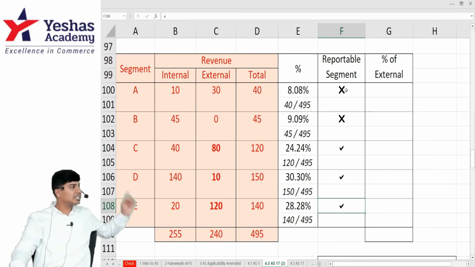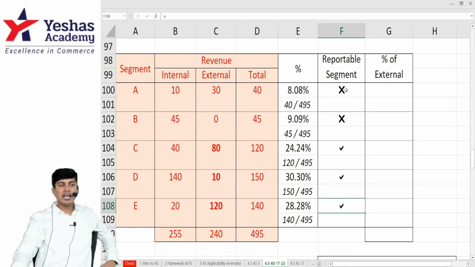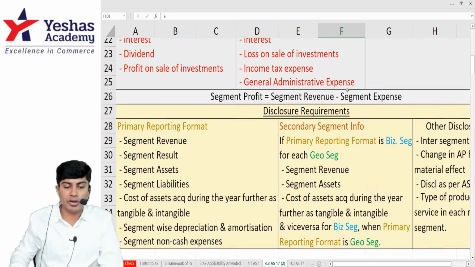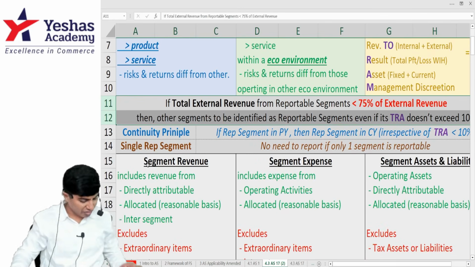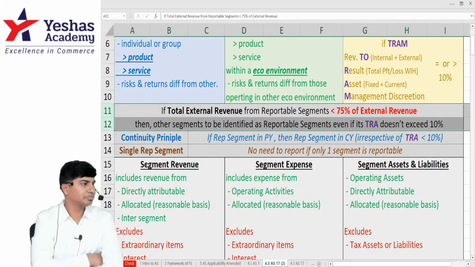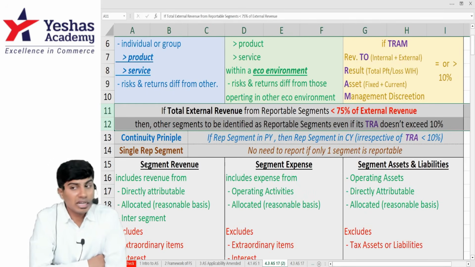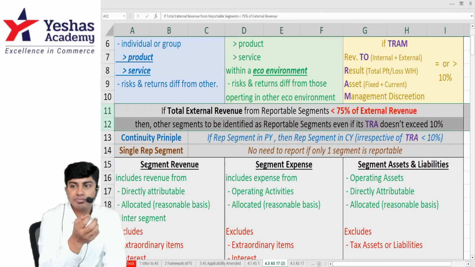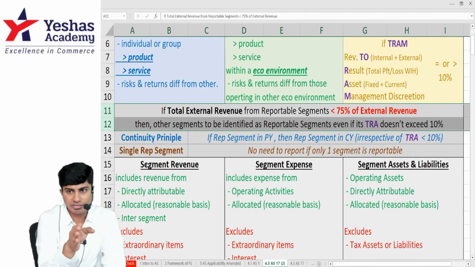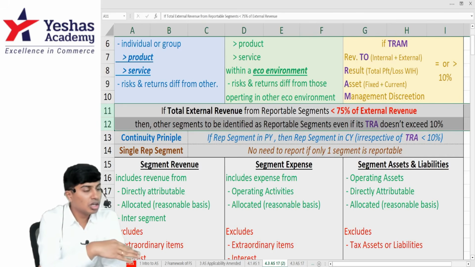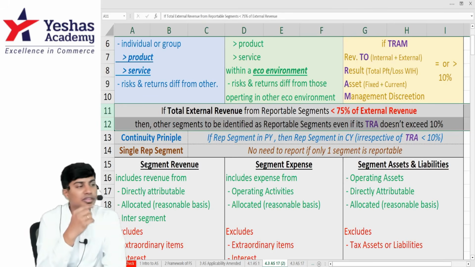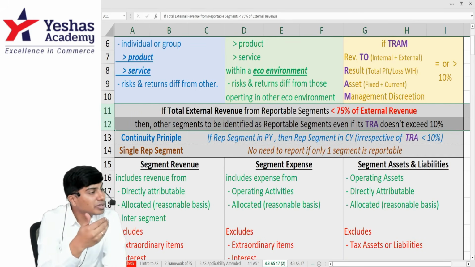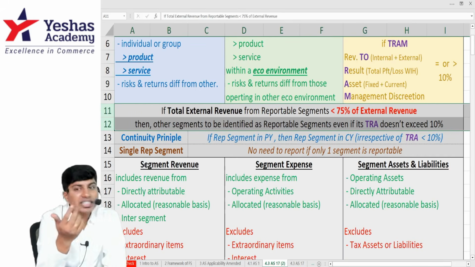Now I'll teach you something new. The answer is incomplete. Accounting Standard 17 tells us one more point to consider. What does it say? Whenever we are taking revenue as a basis to identify reportable segments, we need to ensure that the reportable segments for which we prepare separate reports contribute a minimum of 75% of external revenue.